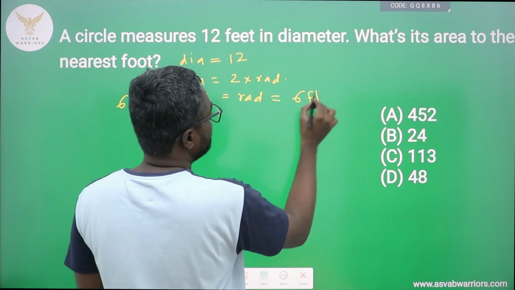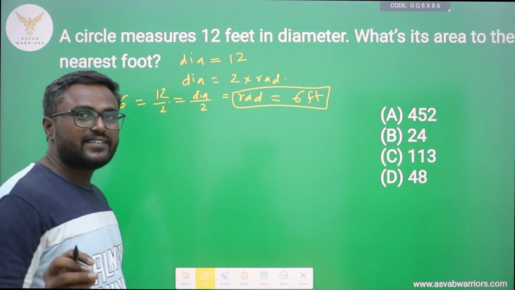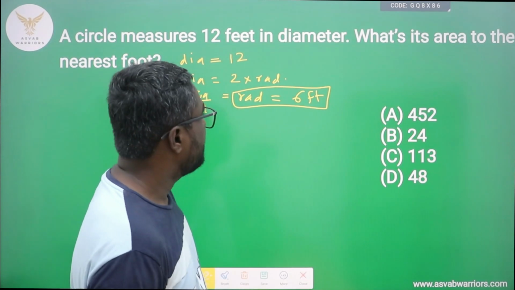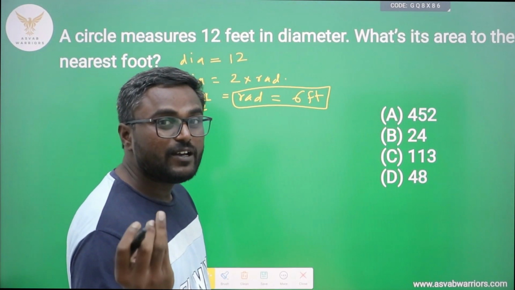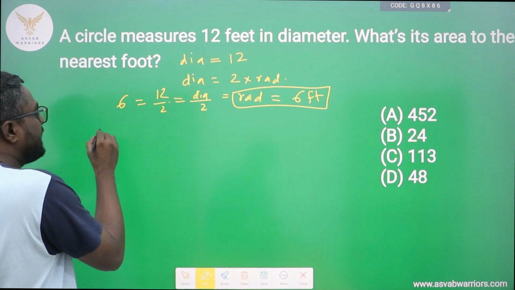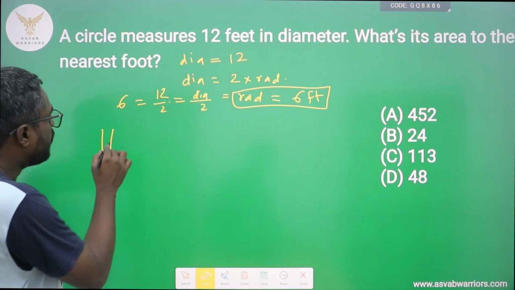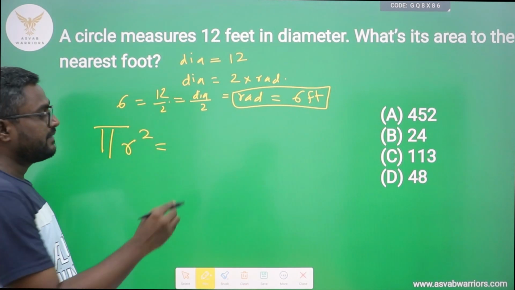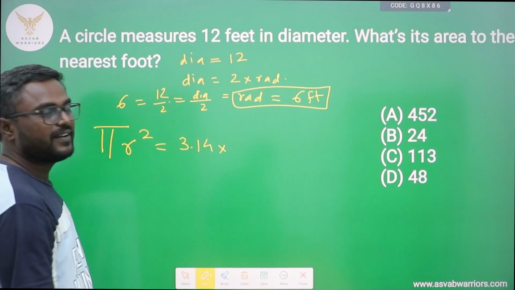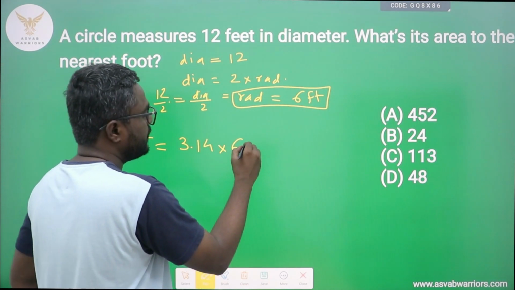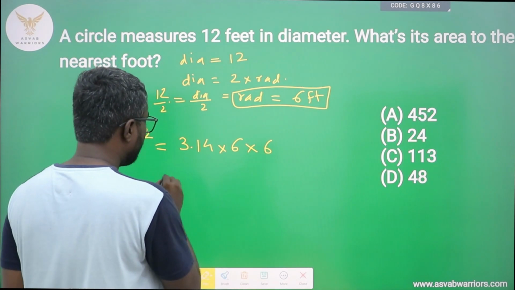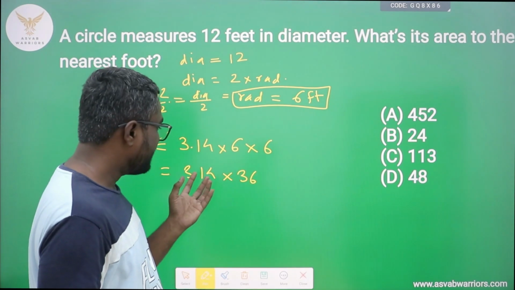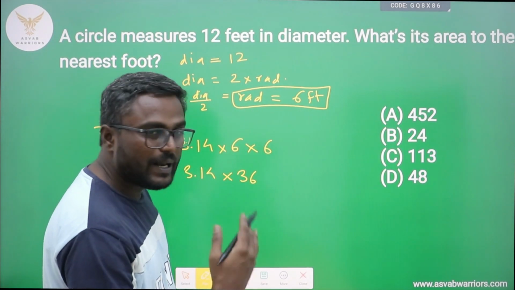So radius is nothing but 6 feet. Radius is always half of the diameter. Always remember that. Now, why was I finding the value of radius? Because the area of the circle is given by the formula pi r square. So pi is nothing but 3.14 times the radius, which is 6 times 6. So what do I do now? 3.14 times 36.